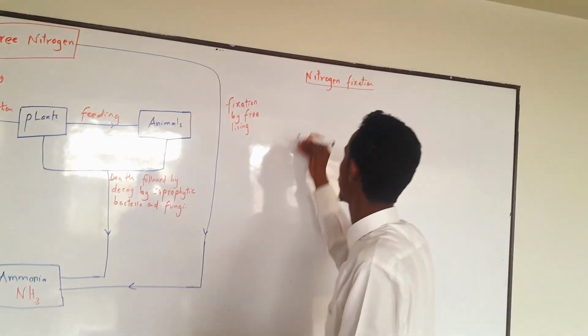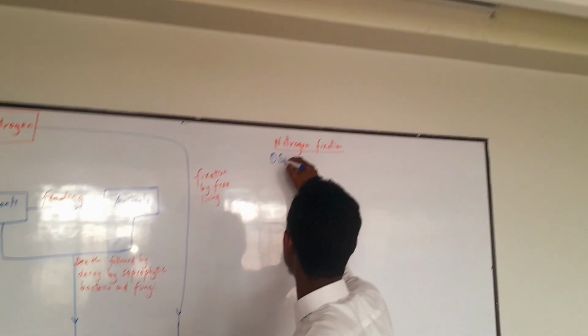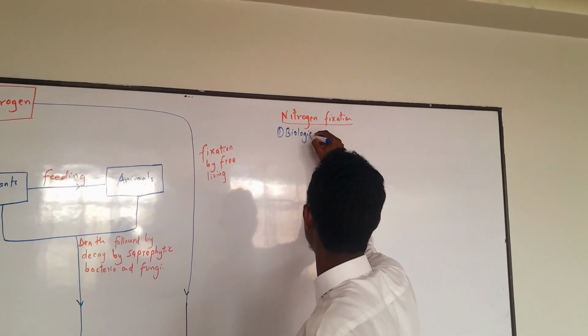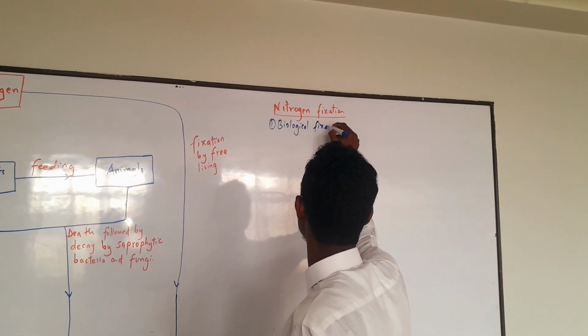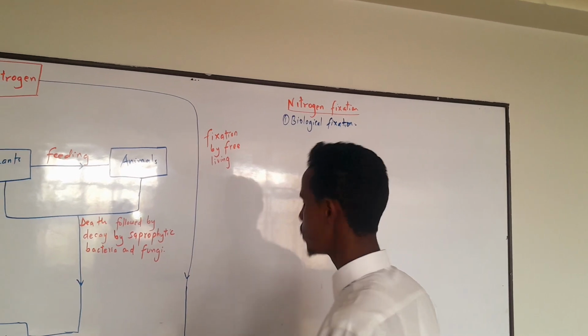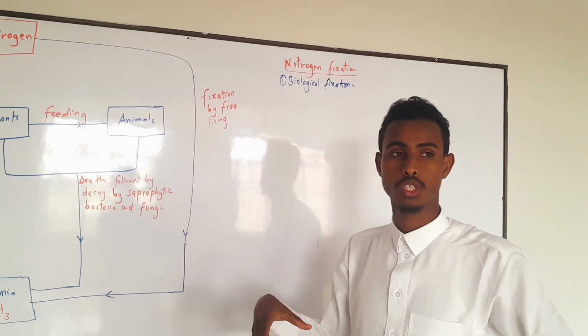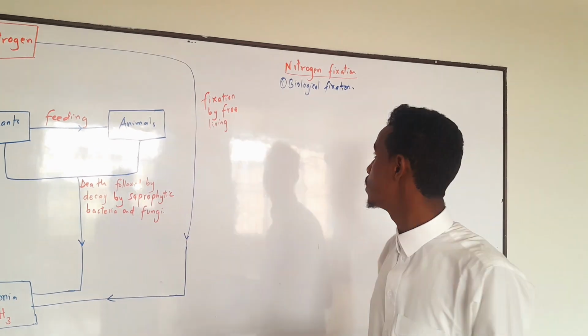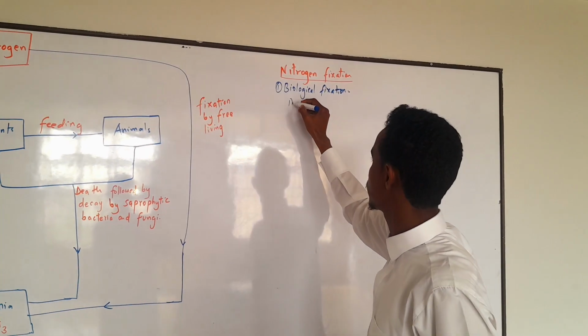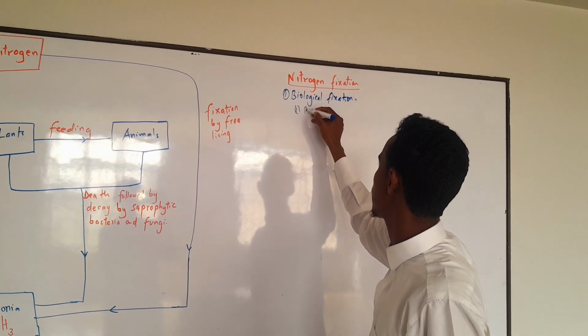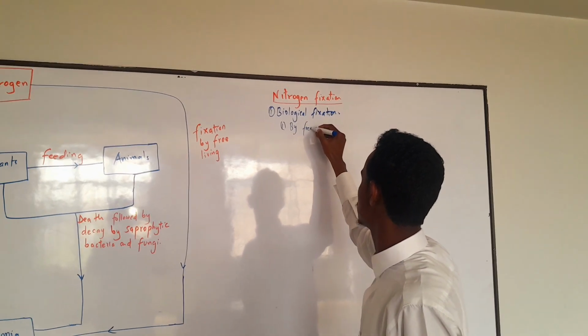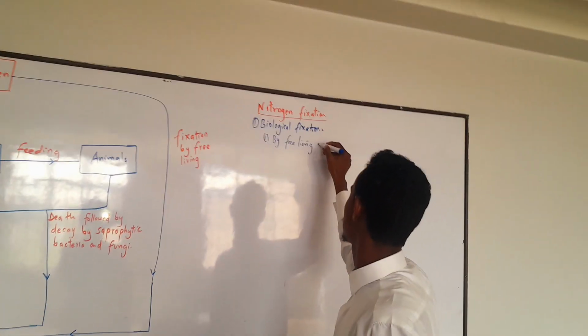Number one, we have biological fixation. Under biological fixation, nitrogen can be fixed into the soil by two ways again. The first way of fixing nitrogen into the soil is done by free living organisms.